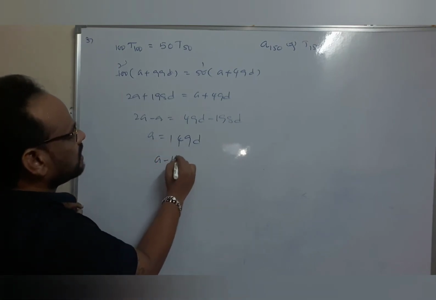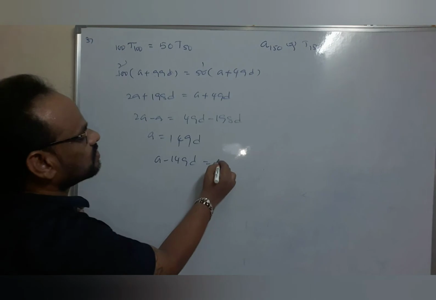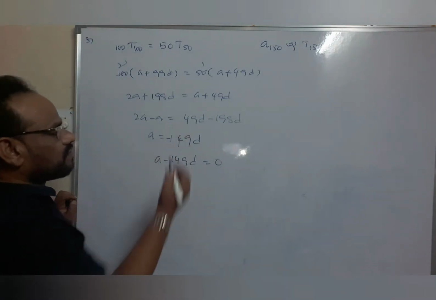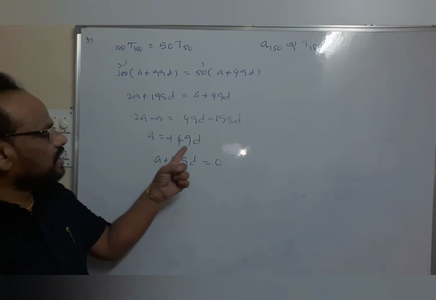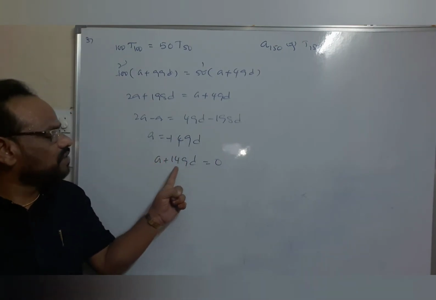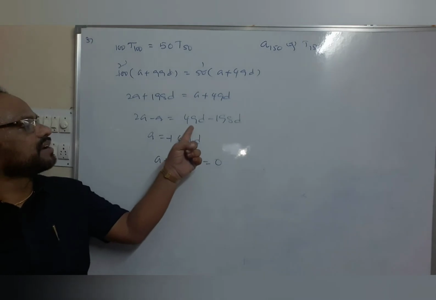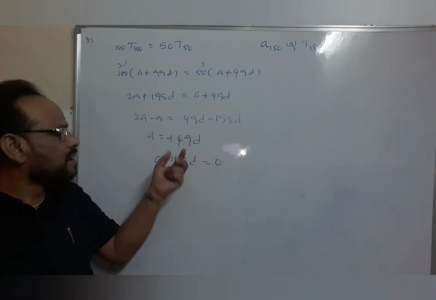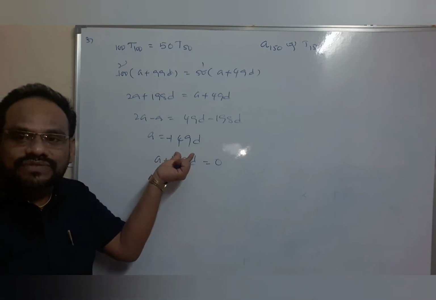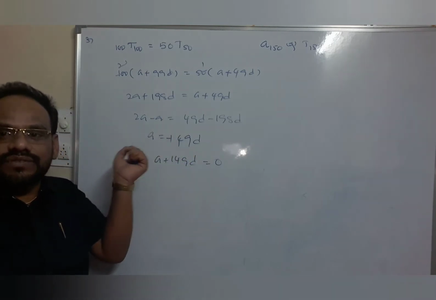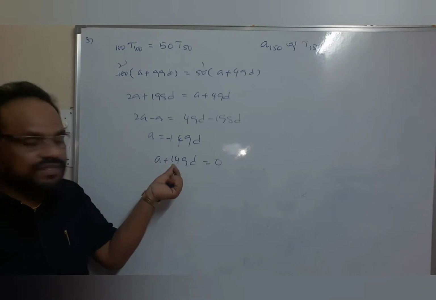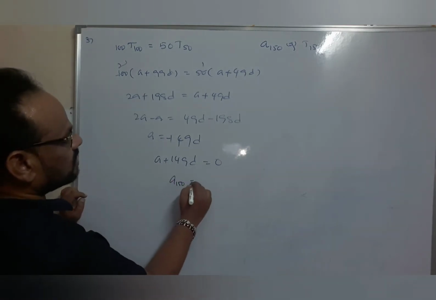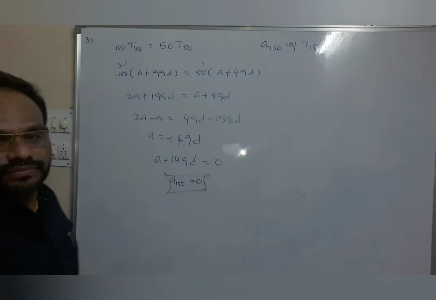So, A minus 149D is equal to how much? 0. This is minus 149D, so minus quantity becomes plus quantity. So, A plus 149D is equal to 0. Why? Because 49D minus 198D is nothing but minus 149D. Transposing minus quantity from RHS to LHS, we get plus quantity. So, A plus 149D is equal to 0. That is, the 150th term is equal to 0.